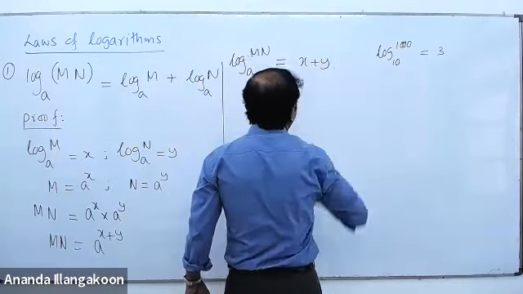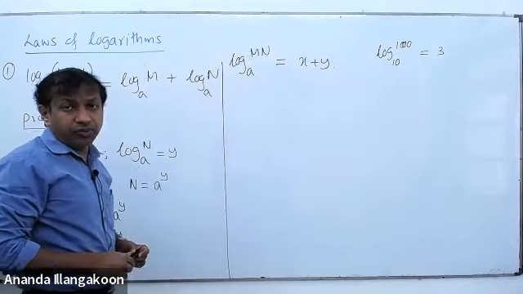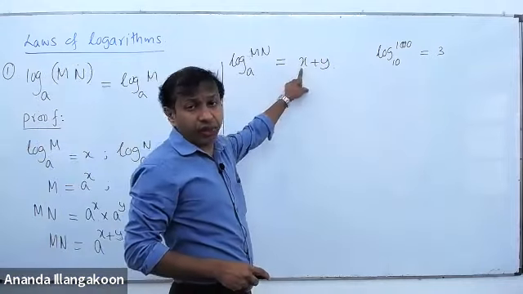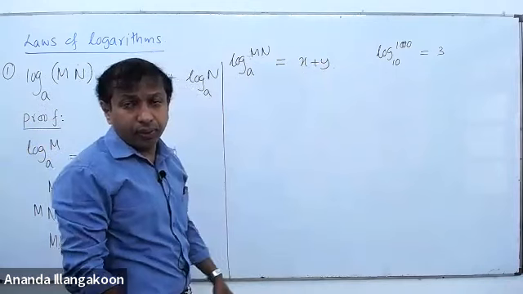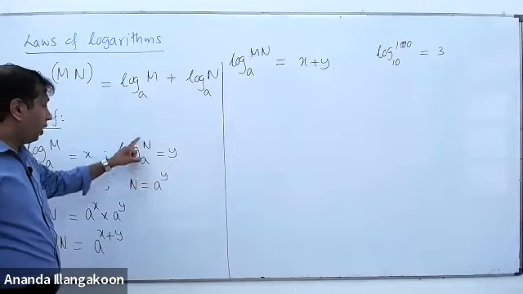We got up to here. I think you can understand that well. Now what we do, we substitute for this x and y. What is your x? X is log m to the base a. Your y is log n to the base a.